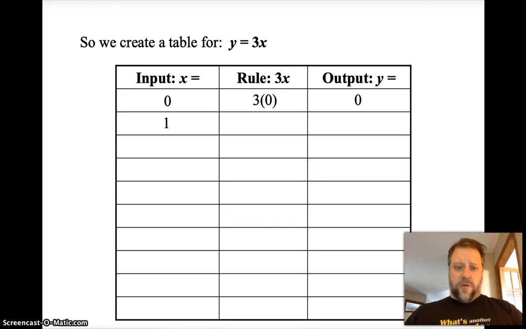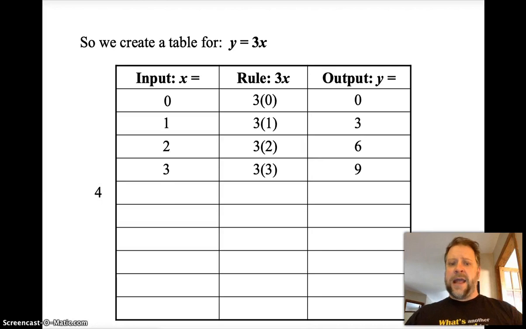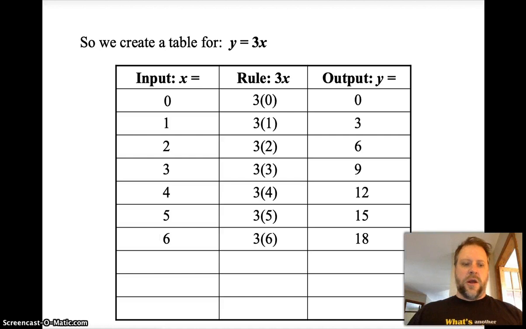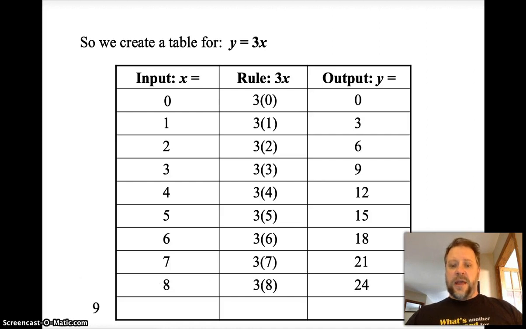So I'm also looking for 1. So I'm looking for 3 times 1, and that is 3. And I'm looking for 2, and that is 3 times 2, and that is 6. And I'm looking for 3, and that is 3 times 3, and that is 9. And I can keep going and going and going. And you're going to start to see that there is a pattern here that is growing as I go by 3 each time. And that allows me to make predictions about where it's going to go.